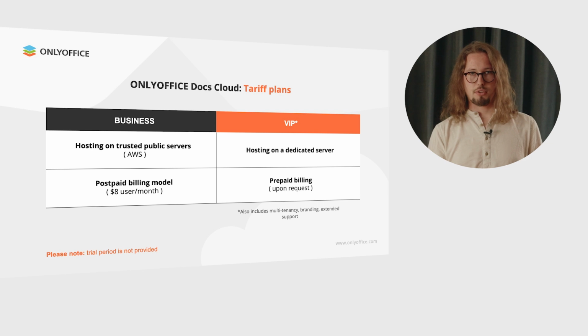ONLYOFFICE Docs Cloud is provided in two tariff plans, business and VIP. When you opt for the business plan, the editors are hosted on trusted public AWS servers, and the postpaid billing model is applied. That means that you will be charged at the end of each month for the actual number of users, $8 per user per month.